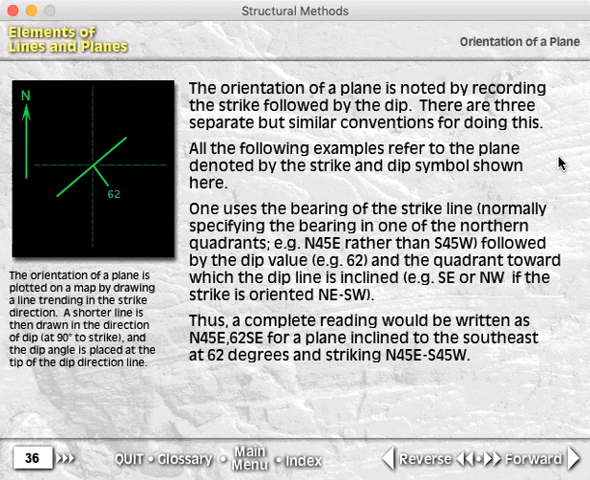The orientation of a plane is plotted on a map by drawing a line trending in the strike direction. A shorter line is then drawn in the direction of dip at 90 degrees to strike, and the dip angle is placed at the tip of the dip direction line.